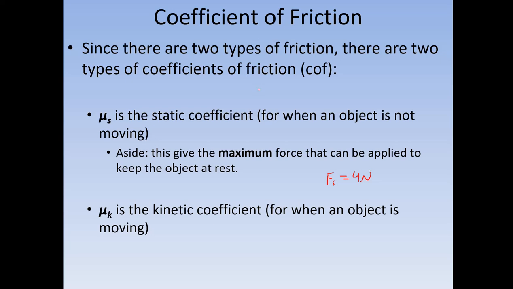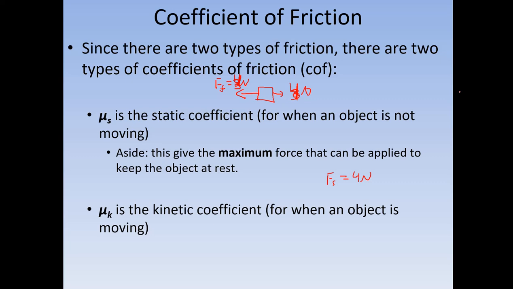So if you have a 2 newton force applied to it, the frictional force will be 2 newtons. If you change this to 3 newtons, then the frictional force will bump up to 3. Since it's still less than 4, it will keep this at rest. Even if you apply 4 newtons of force to the object, the frictional force will balance that with 4 newtons. But the moment you apply just a little bit more than 4 newtons, the object will begin to move because friction can no longer keep it in place.